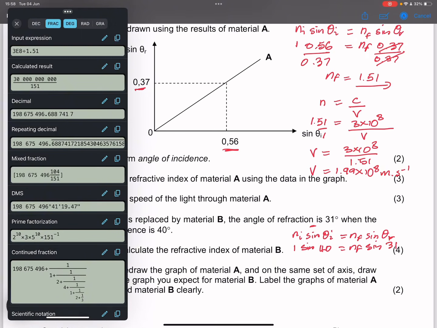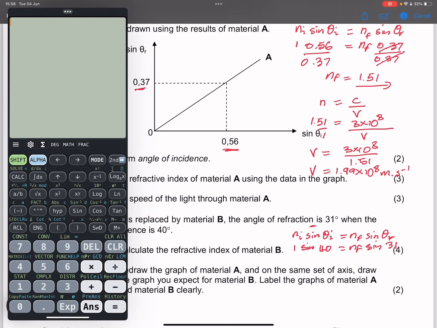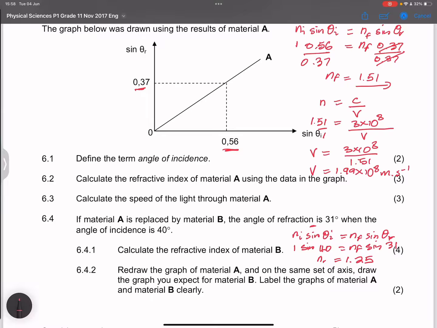Okay, so let's try and get that. So we're going to have sine of 40 divided by the sine of 31. Okay, and I get 1.25. So the refractive index in this case will be 1.25. So there we have it right there. And by the way, just to remember, we'll get to that in just a little while.